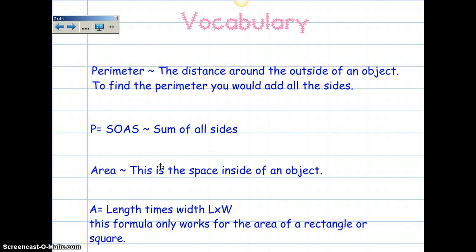Area. This is the space inside of an object. Area equals length times width. You can see length is the L times the width, which is the W. But this formula only works for the area of a rectangle or a square.